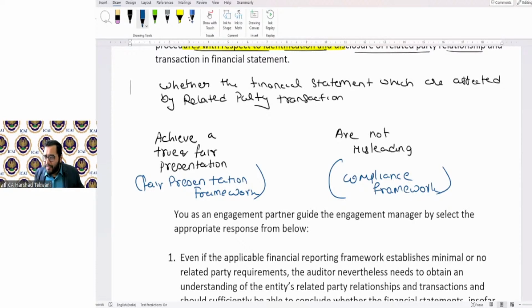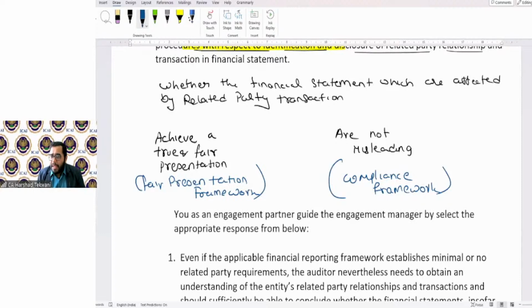And when I talk about compliance framework, it talks about misleading disclosures. So, for example, if there was a requirement of disclosure and we do not disclose a related party transaction, then it may happen that we are not complying, or that becomes misleading. Let's say, for example, the majority of the revenue in a financial statement for a company was from related party. Majority of the revenue. Now, if we do not disclose that particular detail in the financial statement, it can be misleading.